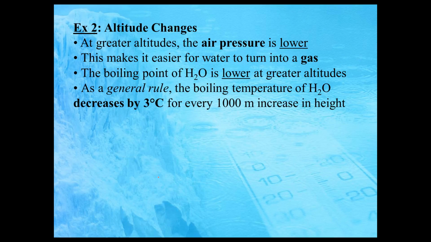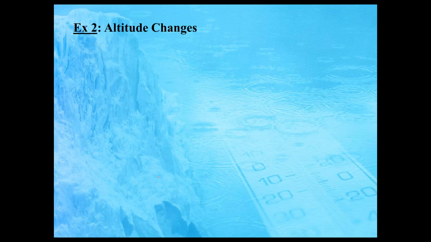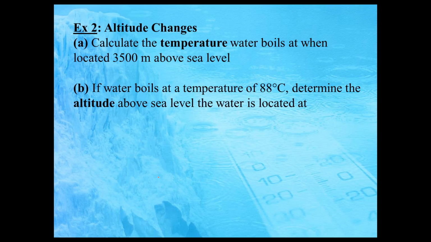As a general rule that we will use, the boiling temperature of water is going to drop by 3 degrees Celsius for every 1,000 meters that you go up in height. So for every 1,000 meter increase in height, the boiling temperature of water is going to decrease by 3 degrees Celsius. Let's look at an example for this.